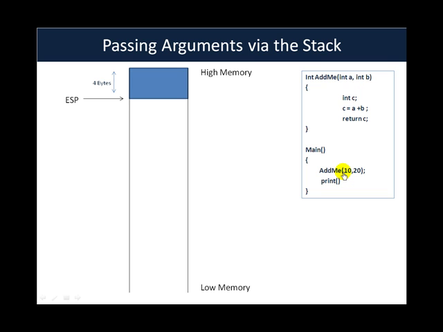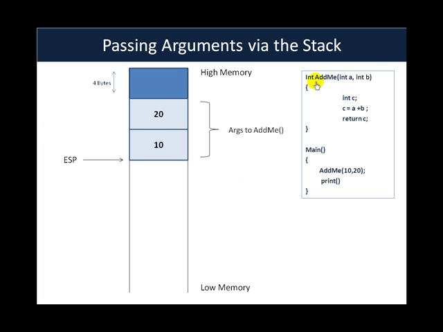Now even before the addMe function starts executing, the values 10 and 20 need to be passed to that function. Now this is done via the stack. What happens is that in the main function, 10 and 20 are first pushed onto the stack. Now once 10 and 20 are on the stack, the value of ESP, which generally points to the top of the stack, is updated.